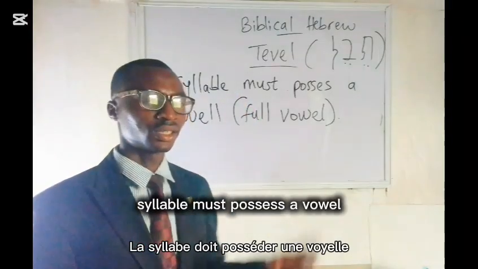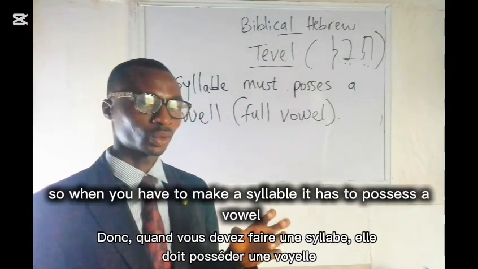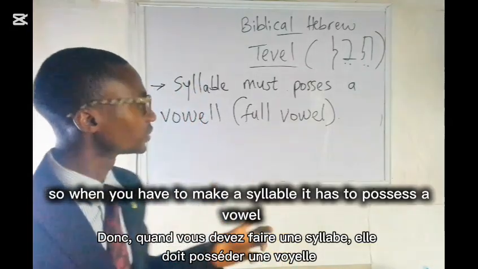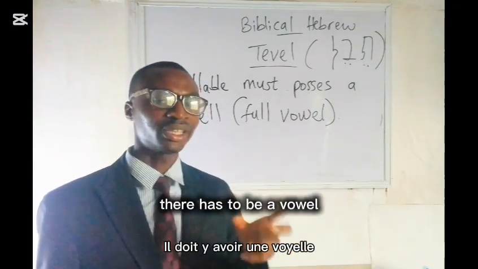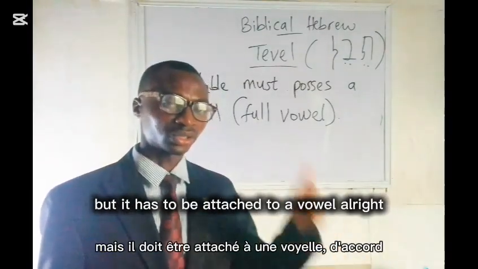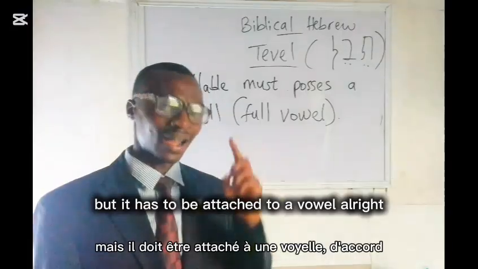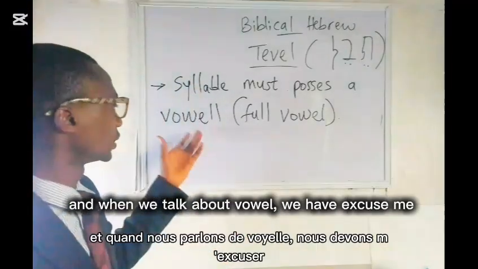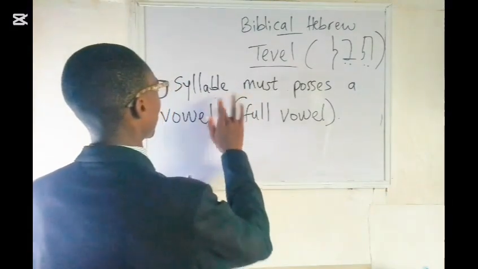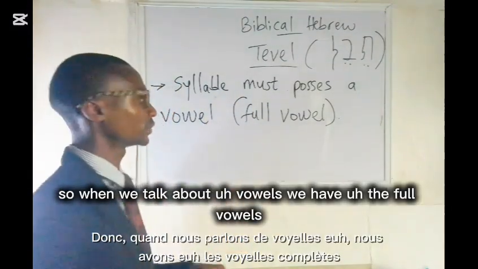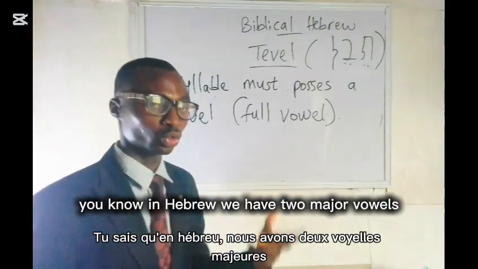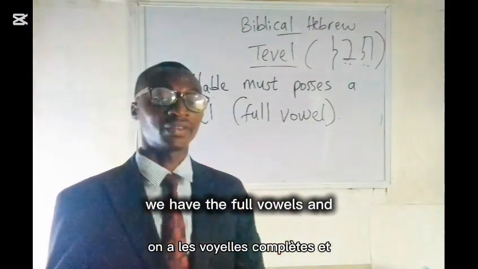Must possess a vowel. So when you have to make a syllable, it has to possess a vowel. There has to be a vowel. Though it is usually started with a consonant, it has to be attached to a vowel. Alright. And when we talk about vowels, in Hebrew we have two major types: the full vowels and the half vowels.